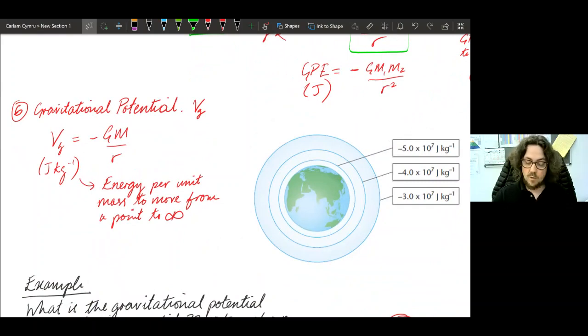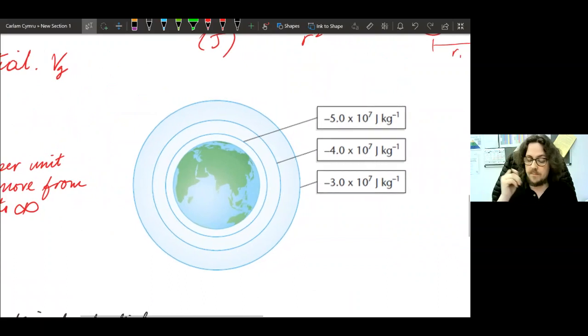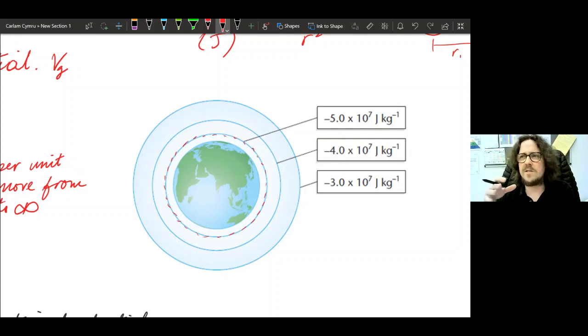Now, you will see in your notes, and you will often see in the exam questions, something called lines of equipotential. And the lines of equipotential are often dotted, like dashed lines. What these represent are almost imaginary surfaces which all have the same potential energy.